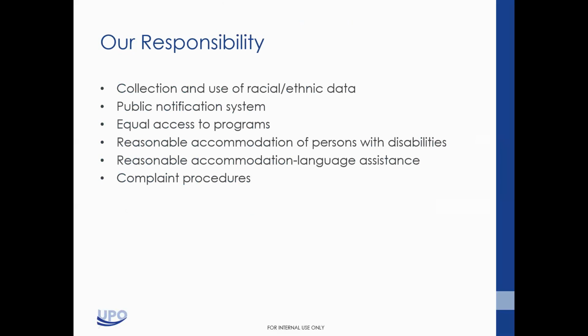So our responsibility is to collect and use racial and ethnic data. We do that through the enrollment form and the public notification system. That's through the letters, signed by Mr. Jones, in the folders. It's also a responsibility to ensure equal access to programs, reasonable accommodation of persons with disabilities, and reasonable accommodation through language assistance. And we also need to ensure that all of our participants know of the complaint procedures, and that is also listed on the enrollment form.